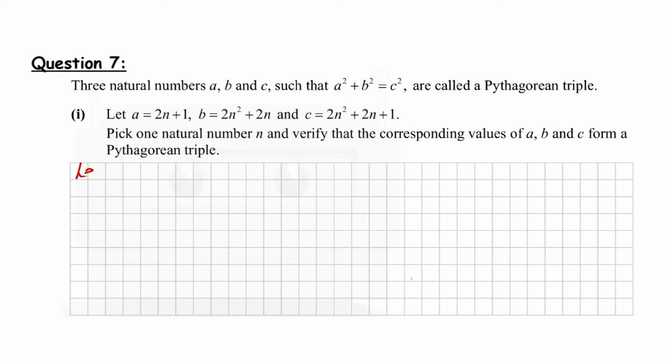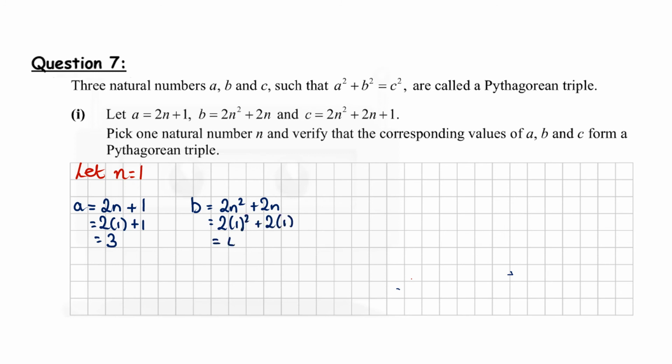Okay, so we need to pick first a natural number. So the easiest thing we can do is let n equal 1. That's the easiest natural number. Now, it doesn't matter what natural number you pick to use, but obviously we want to make our lives as easy as possible, and we'll do that by having the easiest number to work with. So the first number is a, which is 2n plus 1. So subbing in our 1, we get 2 times 1 plus 1, which gives us 3. Our b then is 2n squared plus 2n, which subbing in our values gives us 1 squared plus 2 times 1, that gives us 4.